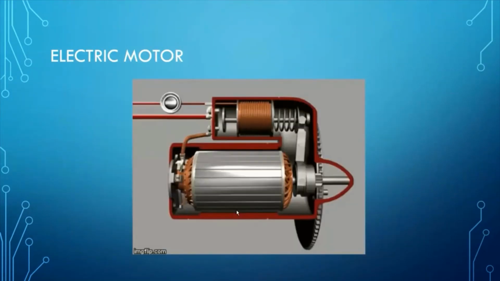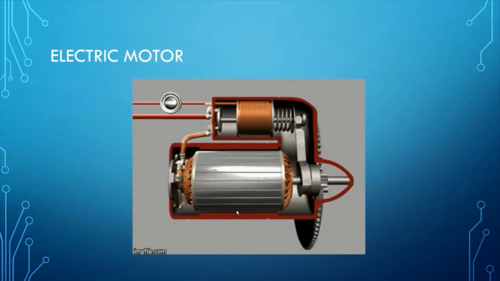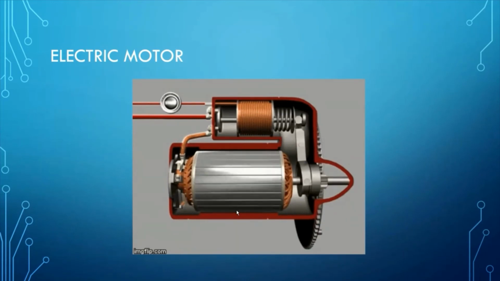In comparison, the electrical motor doesn't reciprocate. Instead, it operates in a smooth circular motion more akin to a jet engine than a car engine.